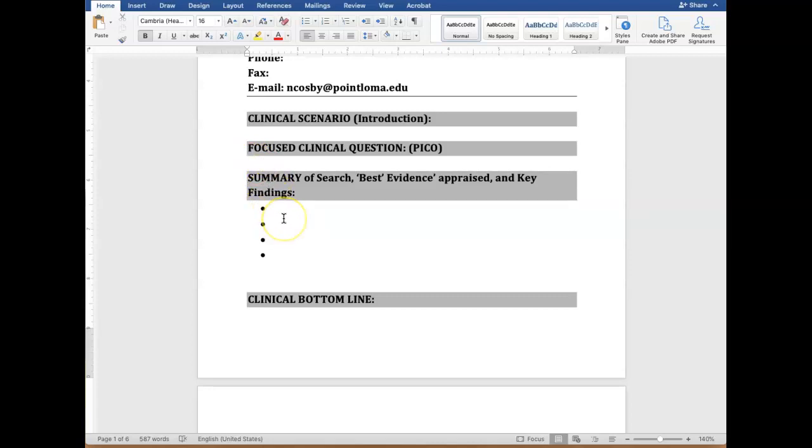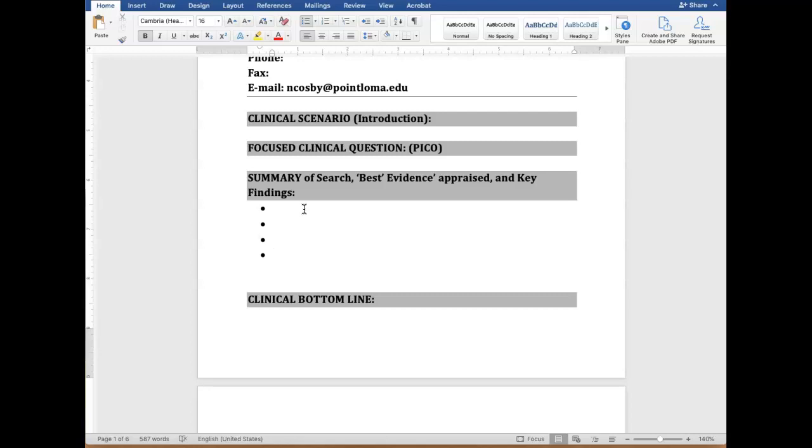The summary of the best research or best evidence appraised and key findings is just that. It's bullet pointed, which is why I have bullet points here. And the focus in this section is really on 2 to 4 key points that you found in the studies that you included in the critical appraisal topic.